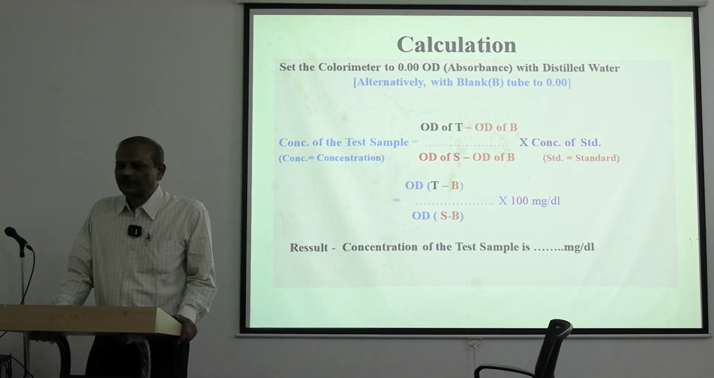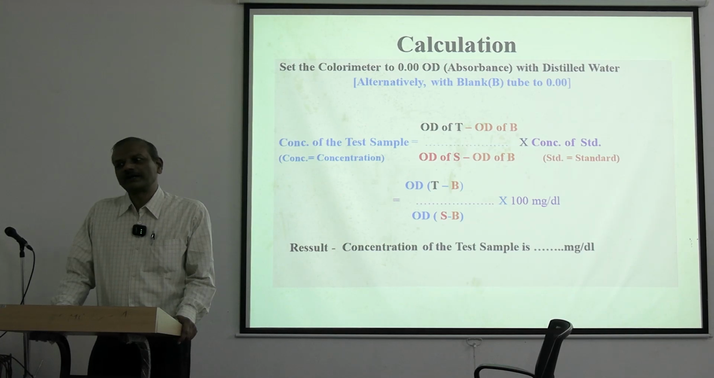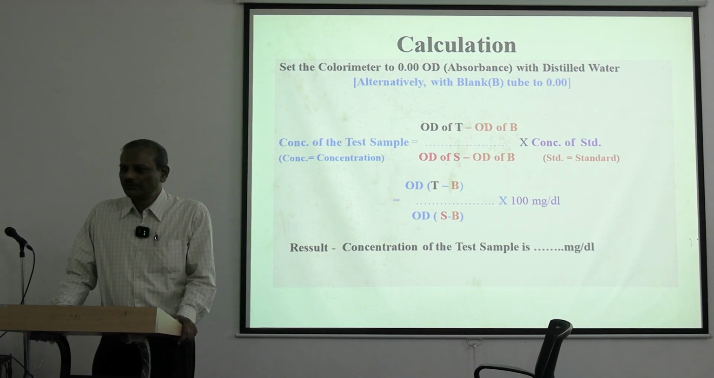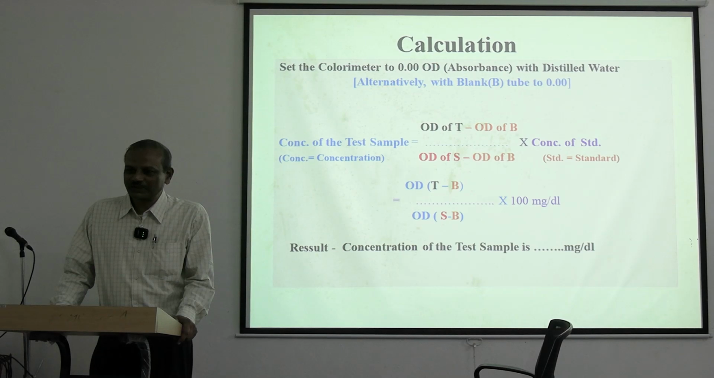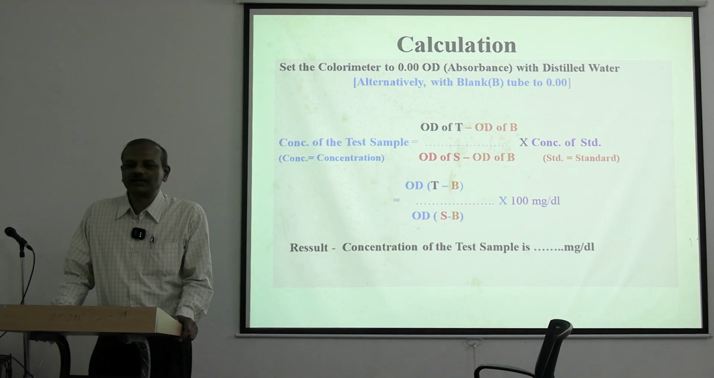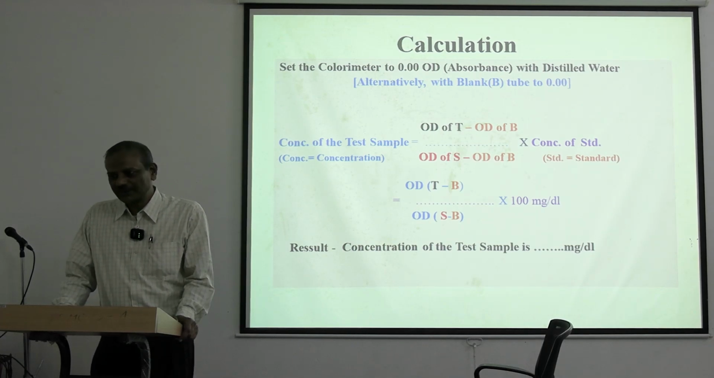Suppose your test sample is having 100 milligram also. So you will get 100 by 100 into 100. Suppose you get an OD reading, that reading will be X. And for the standard you will also get the X reading, so X by X will be basically 1. If the intensity of the glucose level is higher, 120 or 150 or 200, it will be X plus something divided by X. So it will be more than 1.